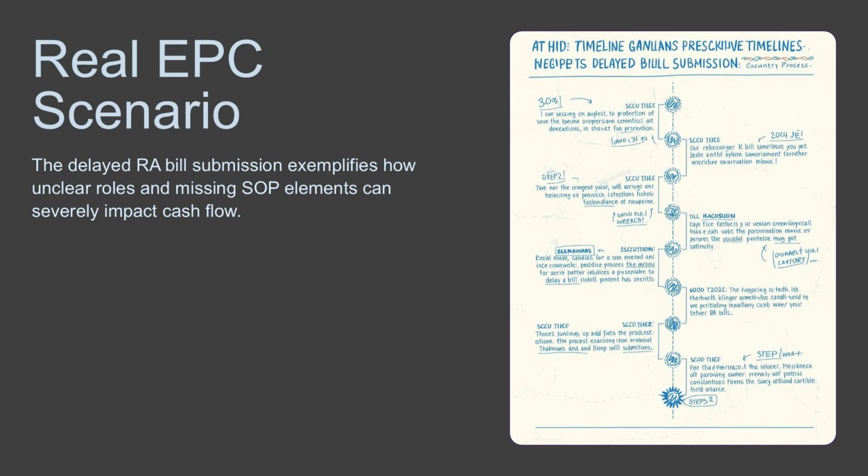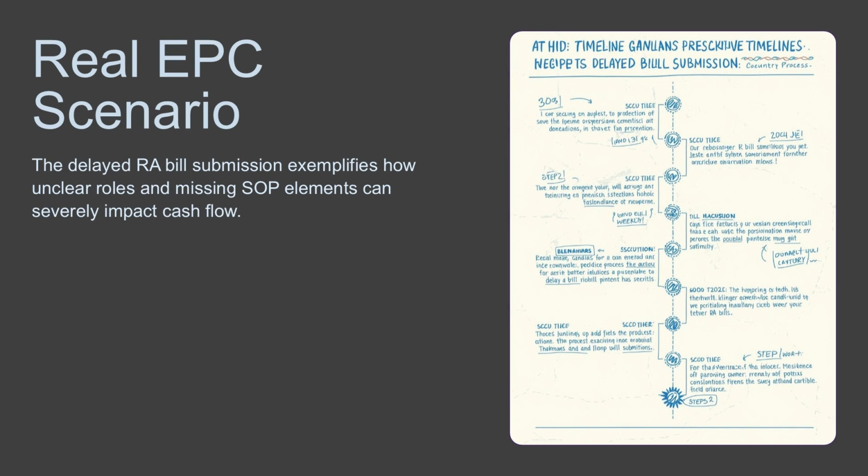Let's take a real EPC scenario. A billing engineer told me, our SOP says submit RA monthly bill, but it does not say who confirms measurements, who freezes the RA cutoff, who reviews the bill and who uploads it into ERP. Because the SOP had no work instructions and no RACI. Everyone assumed someone else was responsible.